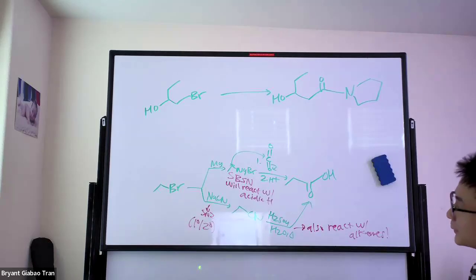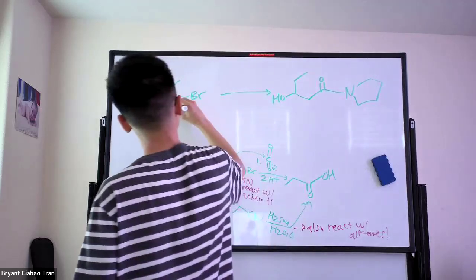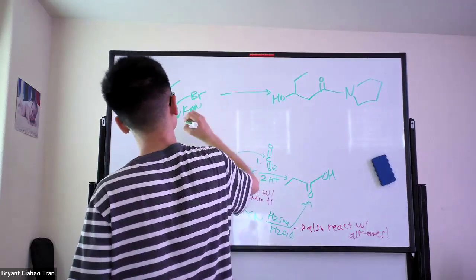Wait, what? Oh, okay. I guess you can do it because you don't have an alkene. Yeah, we can do it because we don't have an alkene. Right. And heat. So we can do NaCN or KCN to substitute it.